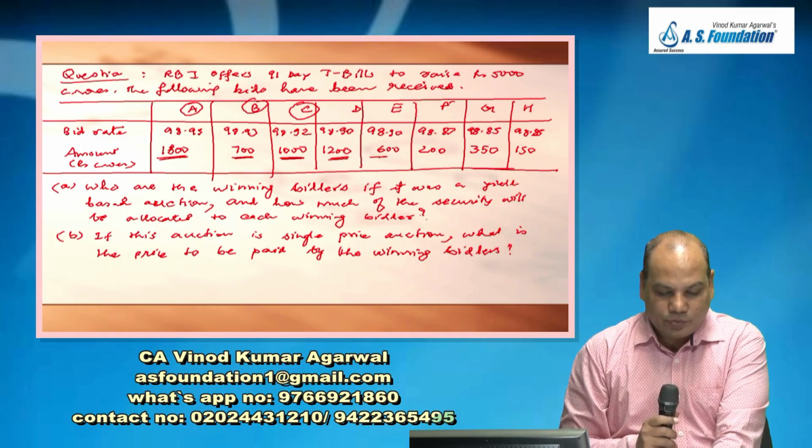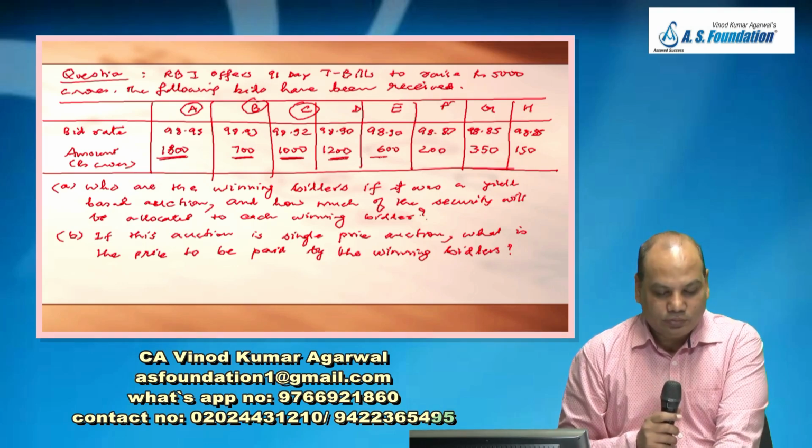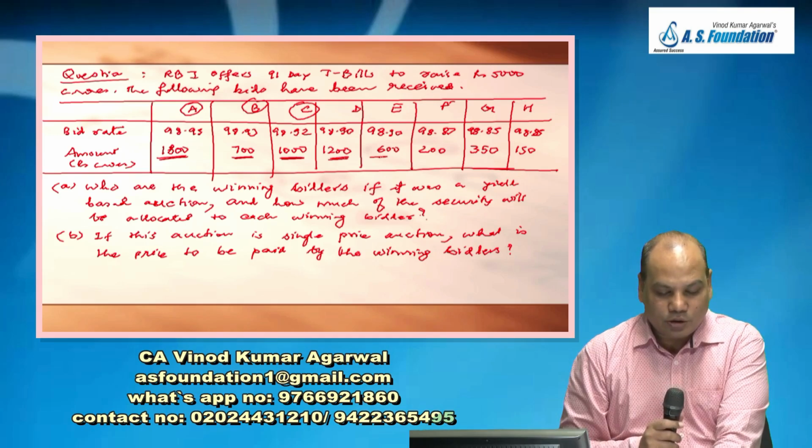Therefore, amount allotted to D equal to 2 by 3 into 1500. 2 by 3 into 1500. 1000. Next line, amount allotted to E.